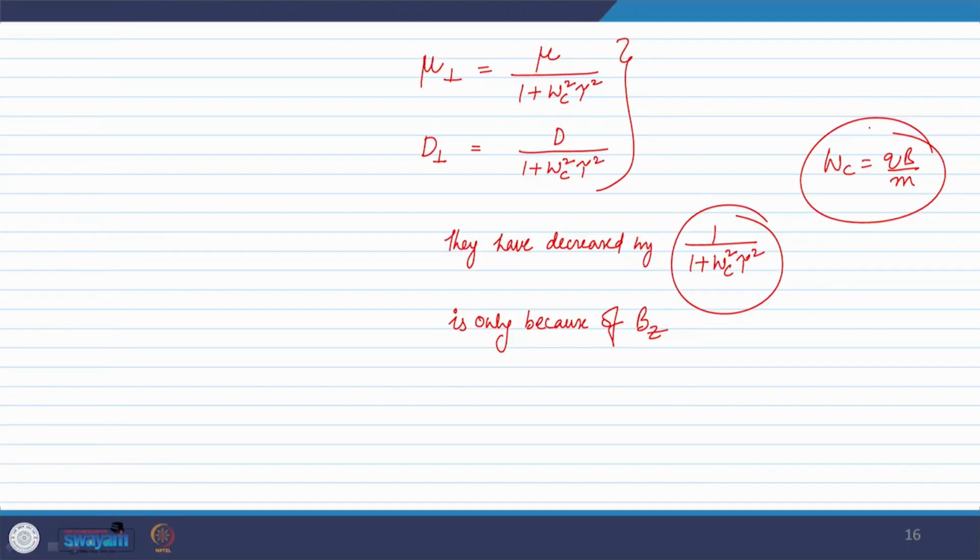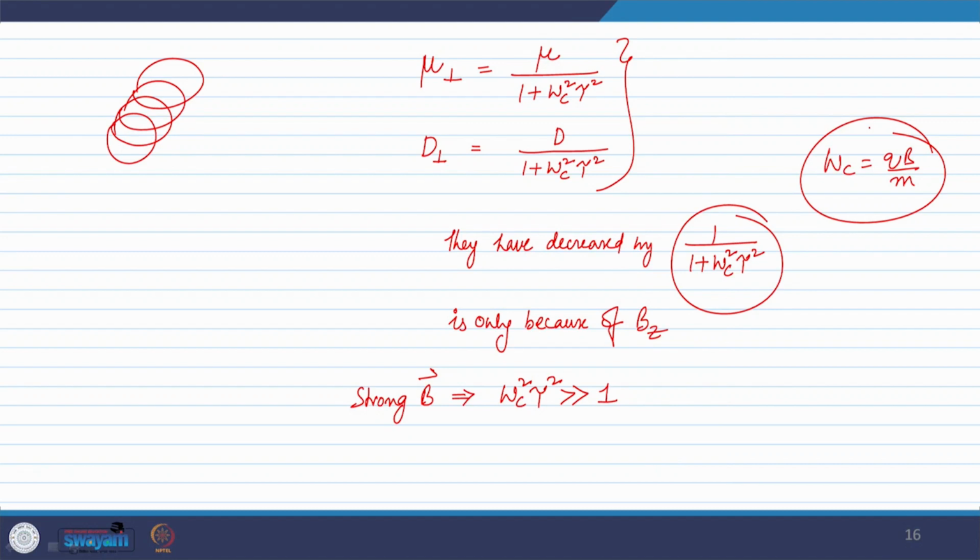Now, when you consider a very strong magnetic field, what will happen is omega c square tau square will become much greater than 1. Omega c is qB by m, the cyclotron frequency. The cyclotron frequency tells you how many gyrations the particle can make per unit time. And tau gives the collisional relaxation time. How much duration is required between two successive collisions?